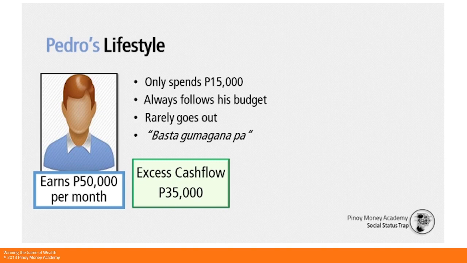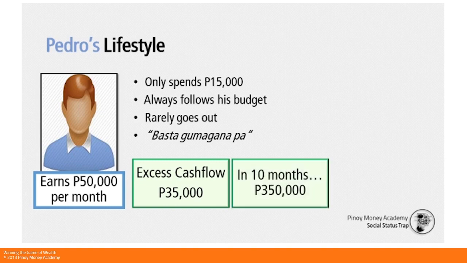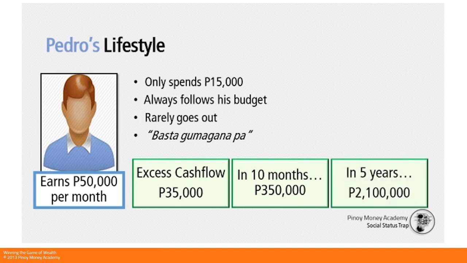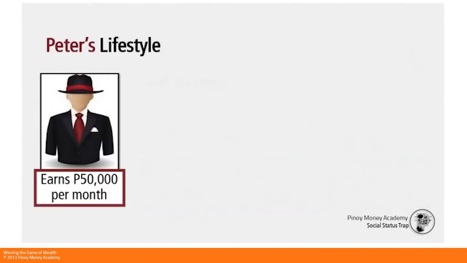So, sa loob ng 10 buwan, kaya niyang mag-ipon ng 350,000. At sa loob ng 5 taon, pwede nang mamuhunan ng 2.1 million pesos. Now, si Peter naman ay di hamak na mas sosyal kay Pedro. Alam ng barkada na si Pedro ay kuripot, habang si Peter ang masarap kasama, nanlilibre kapag hiniritan mo, at pag inaya mong lumabas, game agad.